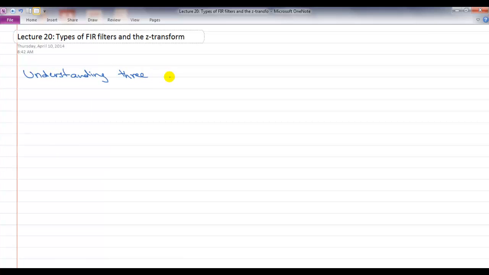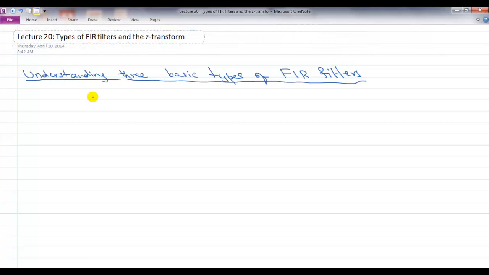So, three basic types of FIR filters. And these are just examples to help you understand the discussion we had been having with respect to the zeros and FIR filters. So the first type, which we have studied very often, is a low pass FIR filter with a cutoff frequency of omega equal to omega c radians.